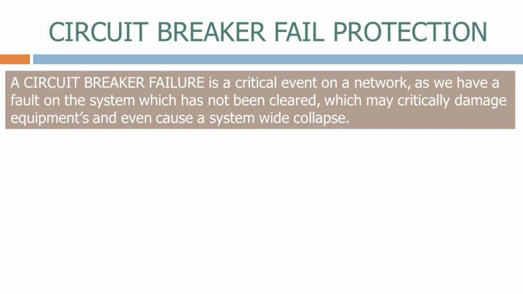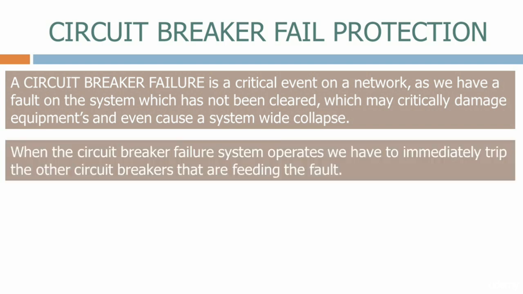A circuit breaker failure is a critical event on a network, as we have a fault on the system which is not being cleared, which may critically damage equipment and even cause a system-wide collapse. When the circuit breaker failure system operates, we have to immediately trip the other circuit breakers that are feeding the fault.